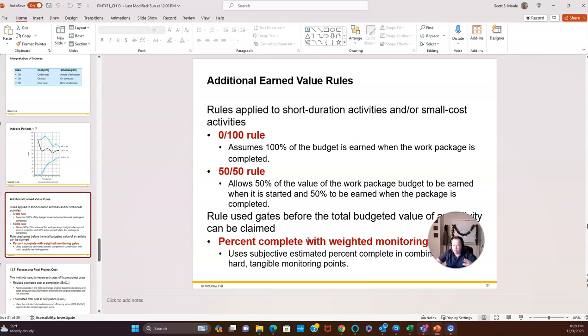Sometimes companies want just the percentage. If I'm 25% done, I get 25% of the value. So it's really up to a company. Some companies will do a 50-50, so you will get no credit for something being completed until it's at least 50% done. Some companies use a rule of 0-100, which means you get no credit unless something is actually completed. And it's really based upon the company.